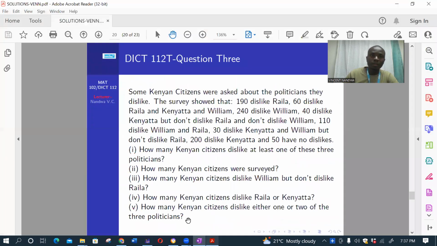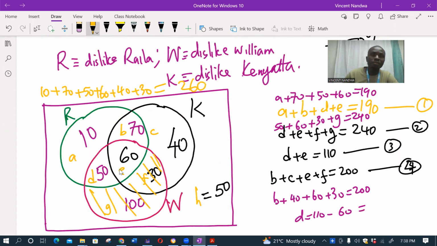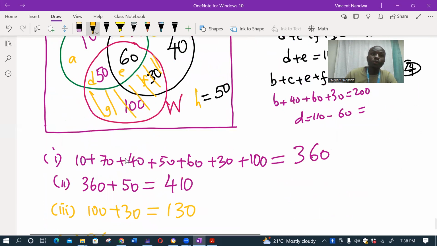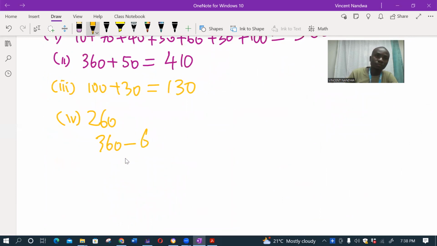Part 5, how many Kenyan citizens dislike either one or two of the three politicians? One or two means everyone inside these three sets, but we remove E because E is all the three. So it's like what we got in the first case, 360, minus what is common to all three, 60. So which is just 300. So that is how we're supposed to solve that question.